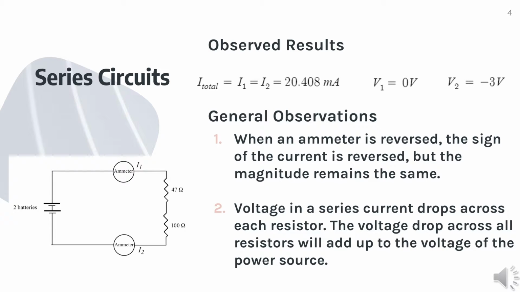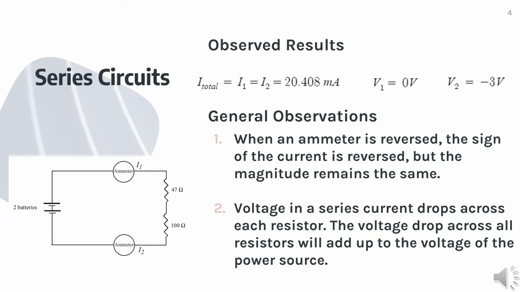The first part of this lab took a deep dive into series circuits. We were given the example circuit displayed in the bottom left corner. From this, we observed the various currents and voltages across the circuits. Here were some of the values. In this section, we were asked to make a couple general observations about the findings.